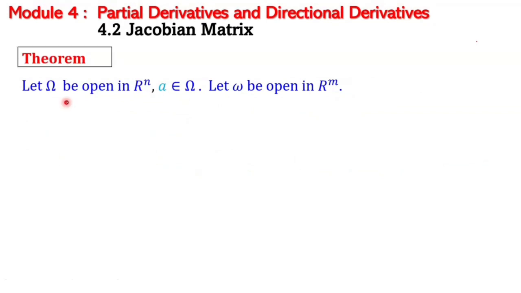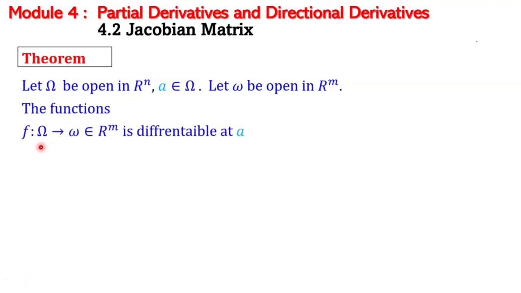Now, the next theorem is that if omega is open in R^n and A is a point in omega, and small omega is open in R^m, then the function f from capital omega to small omega is differentiable at A, and g is differentiable at f(A). So these are the given conditions.